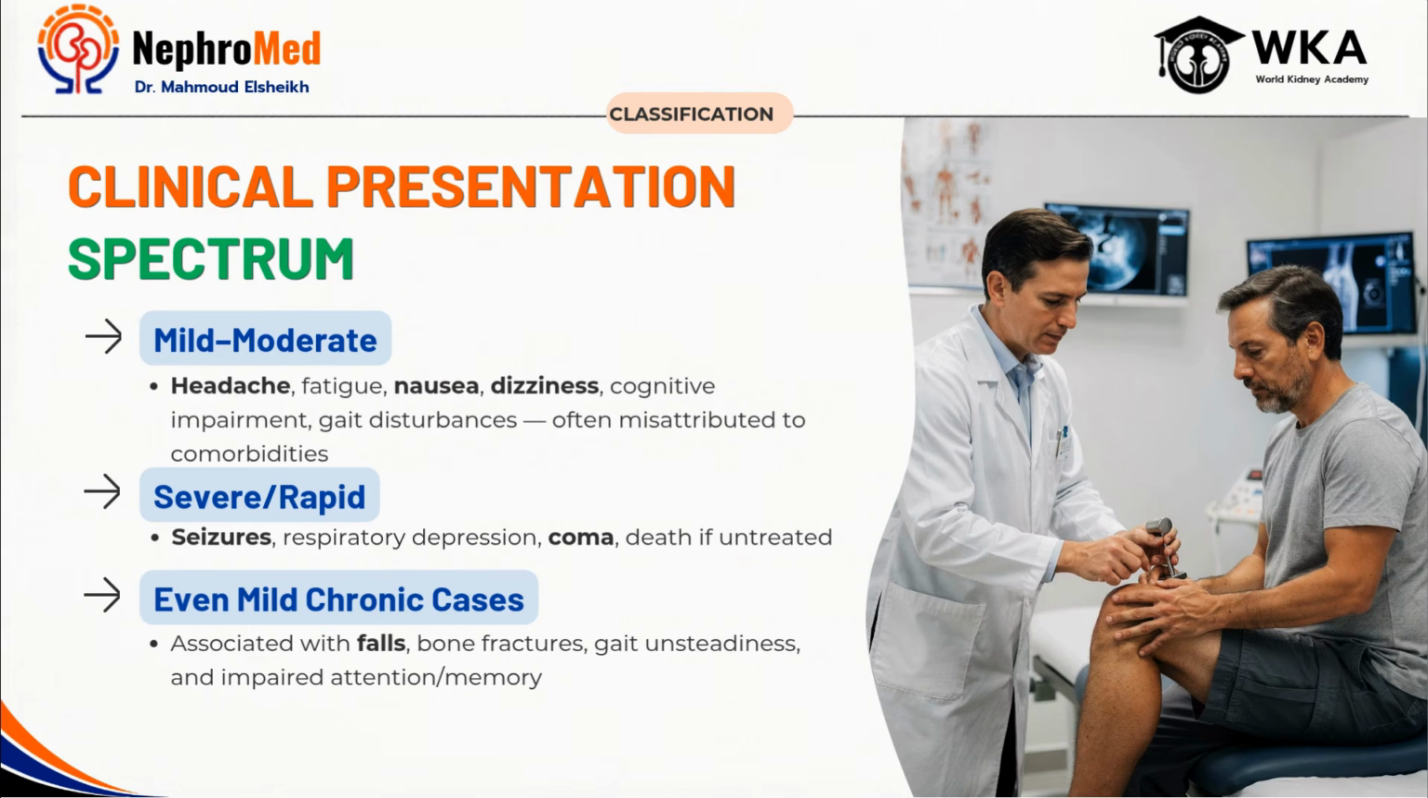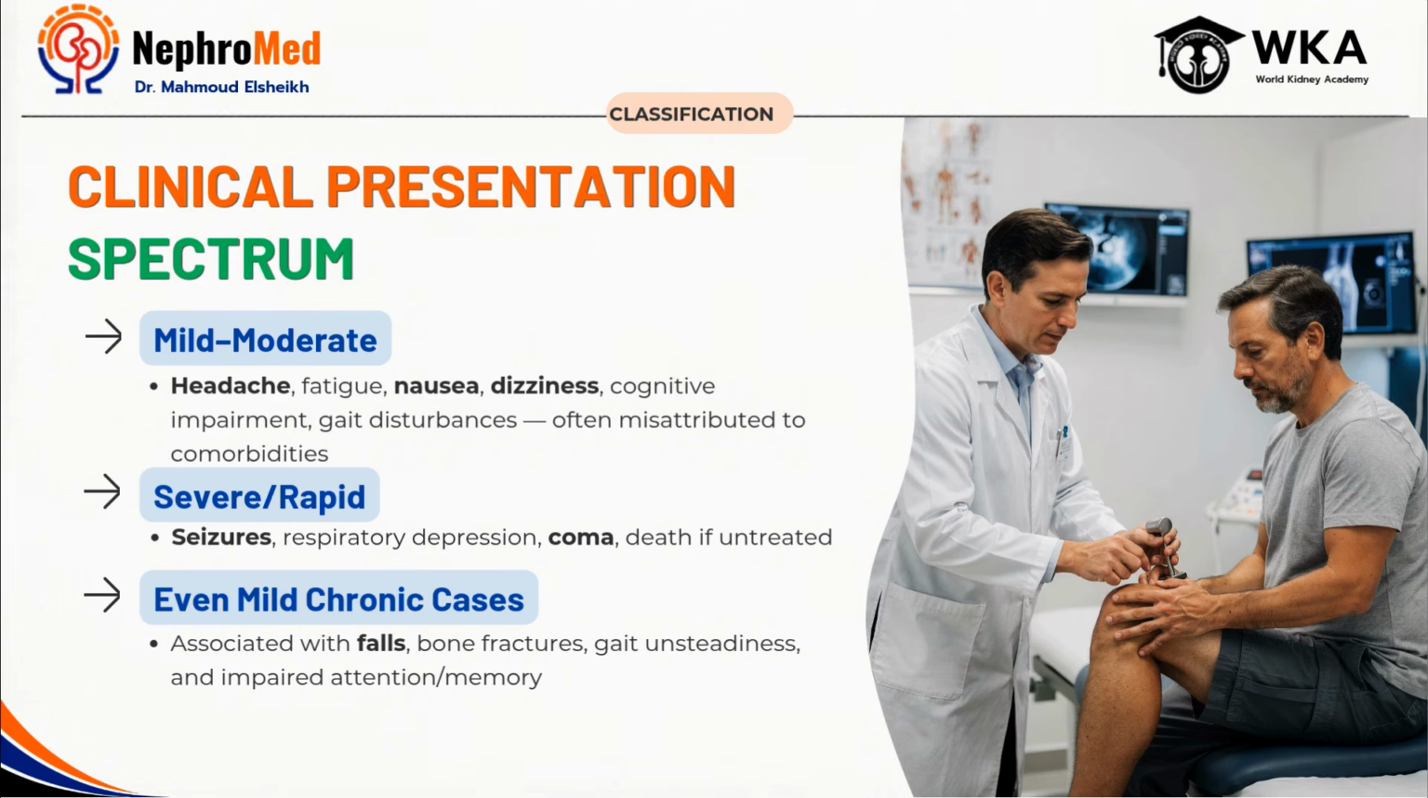The clinical presentations of hyponatremia can be extremely variable. Some patients are almost asymptomatic, while others can deteriorate very rapidly with life-threatening neurological complications. In mild to moderate hyponatremia, symptoms are often subtle and nonspecific. Patients may complain of headache, fatigue, nausea, dizziness, cognitive slowing, difficulty concentrating, and sometimes gait instability. And honestly, these symptoms are frequently overlooked and attributed to aging, medications, or other comorbidities. Now, as hyponatremia becomes more severe, especially when it develops rapidly, neurological manifestations become much more dramatic. Patients can develop seizures, respiratory depression, decreased consciousness, coma, and, if untreated, potentially death.